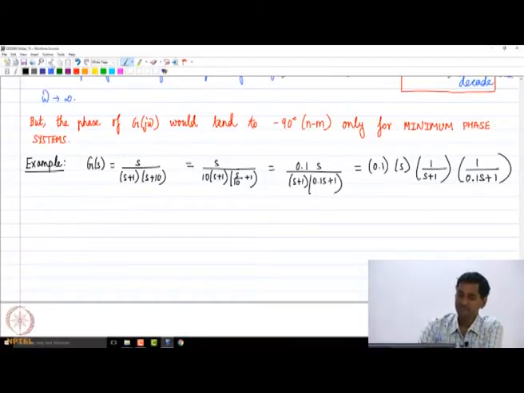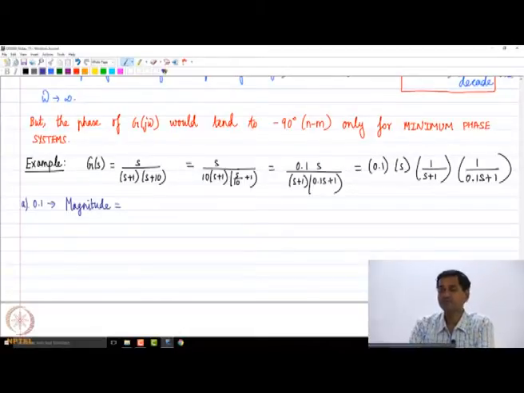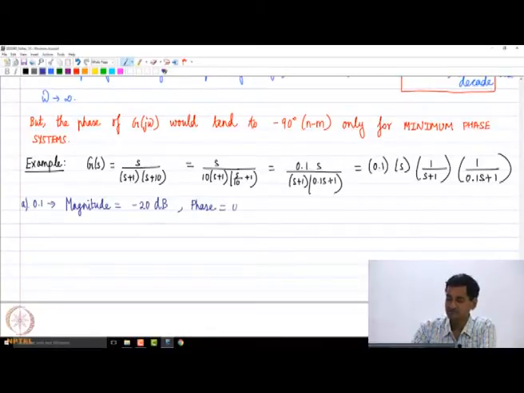If I start looking at each term, if I take a look at 0.1, what can I say about its magnitude in decibels? If I take logarithm and multiply it by 20, how many decibels will I get? What is log of 0.1 to the base 10? Minus 1. So I am going to get the magnitude as minus 20 decibels, and that's going to be constant. What about its phase? 0, anyway, it's on the positive real axis.